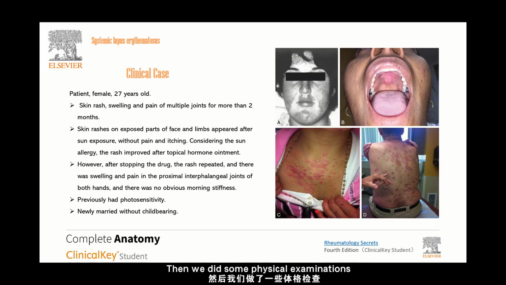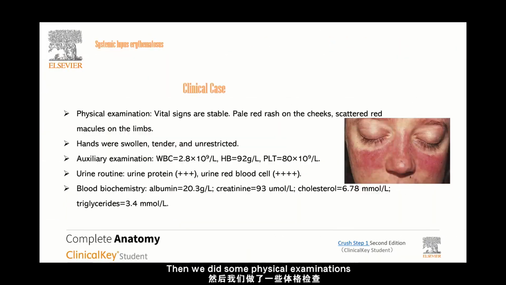Then we did some physical examinations. We found vital signs are stable, a pale red rash on the cheeks, scattered red macules on the limbs, and the hands were swollen and tender, with unrestricted movement. Blood and urine routine biochemical results are shown above.